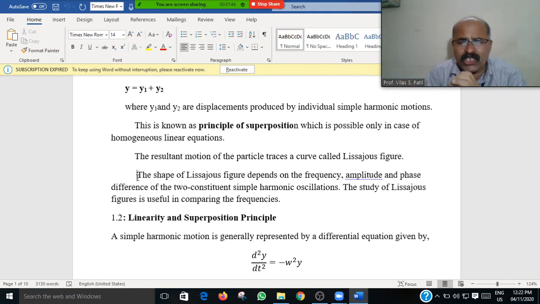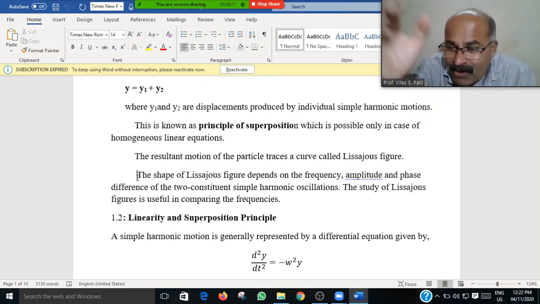Such a type of Lissajous figure will be known as an oscillatory motion. That is, the shape of the Lissajous figure depends upon the frequency, amplitude, and phase difference of the two consecutive simple harmonic motions. There are two forces subjecting the oscillatory body.